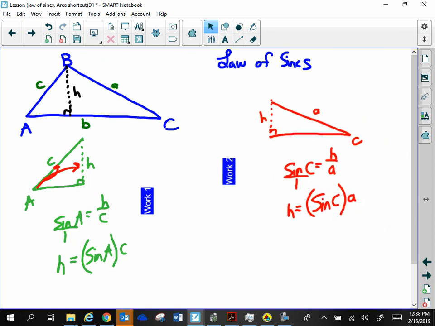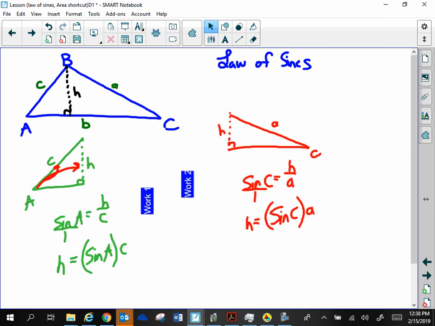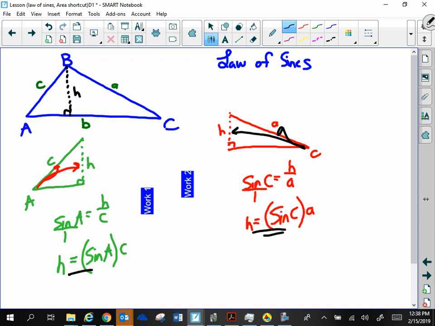Using my other half of the triangle like I did in the area formula, I'm going to use H over A. Okay, so I have 2 formulas that both equal H.